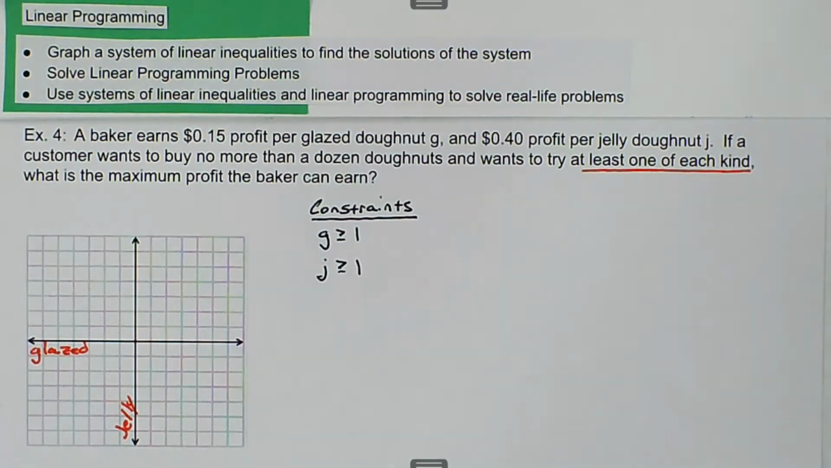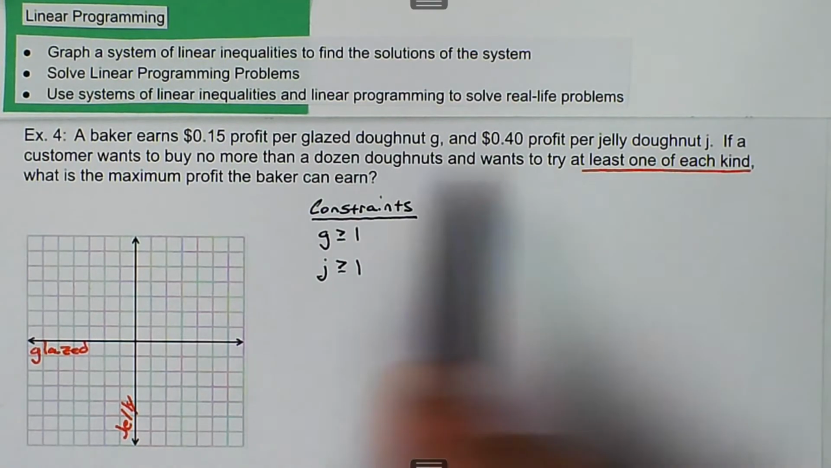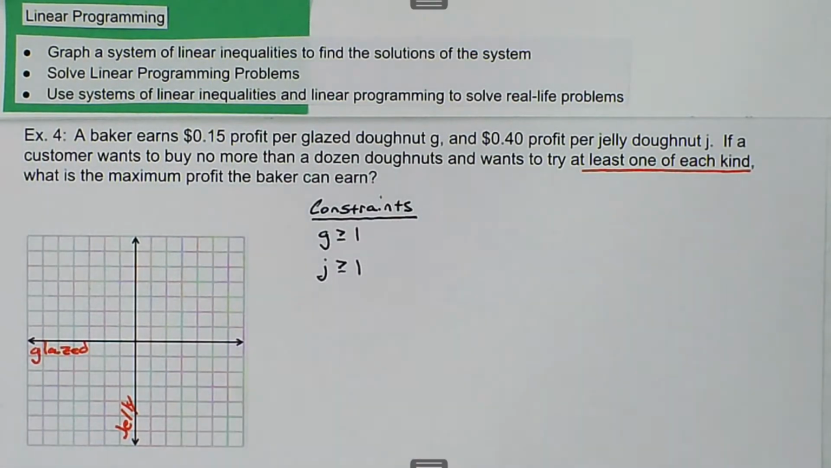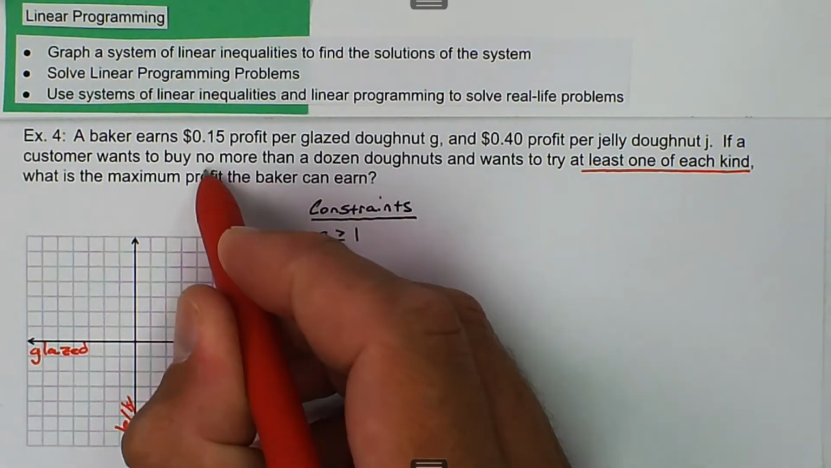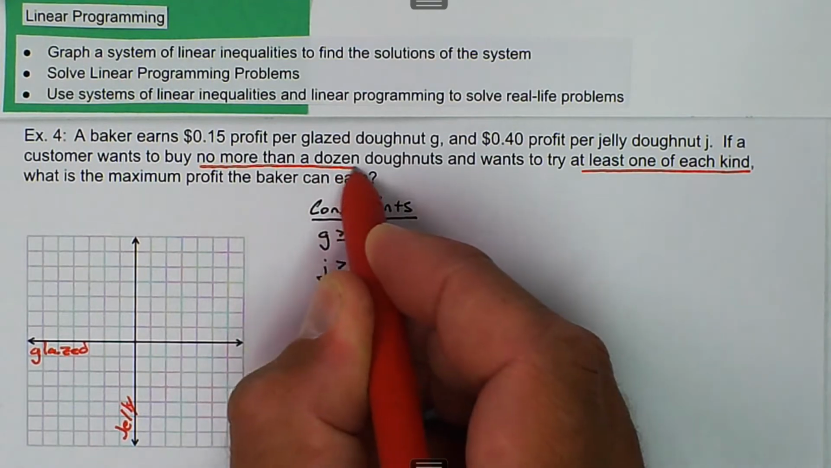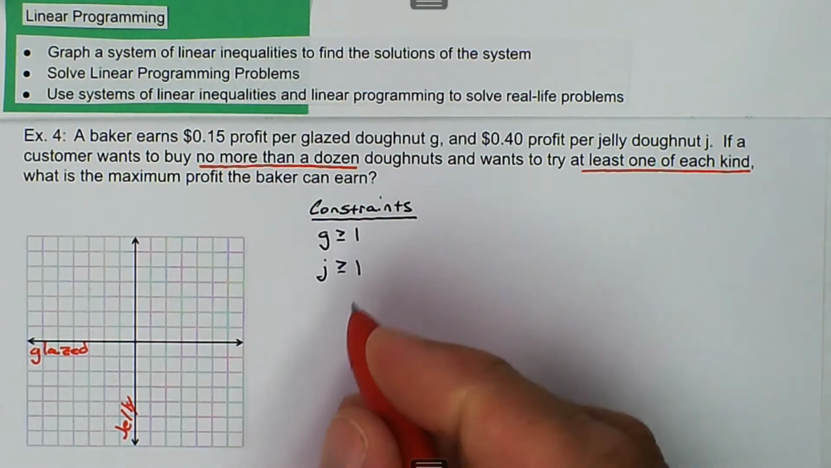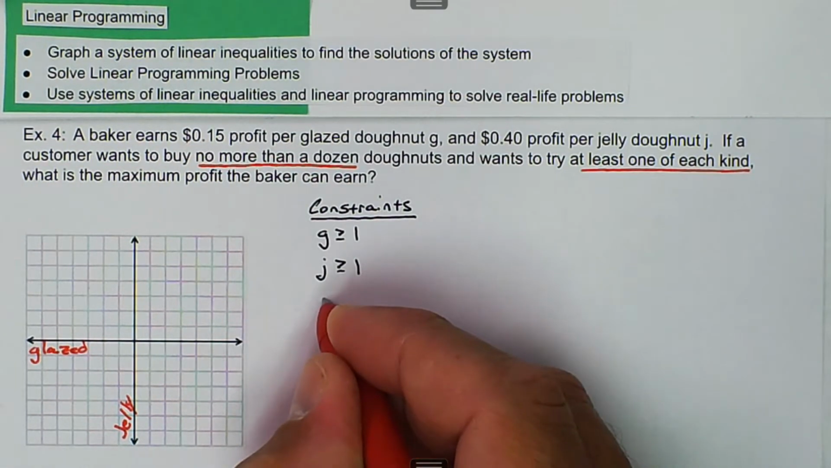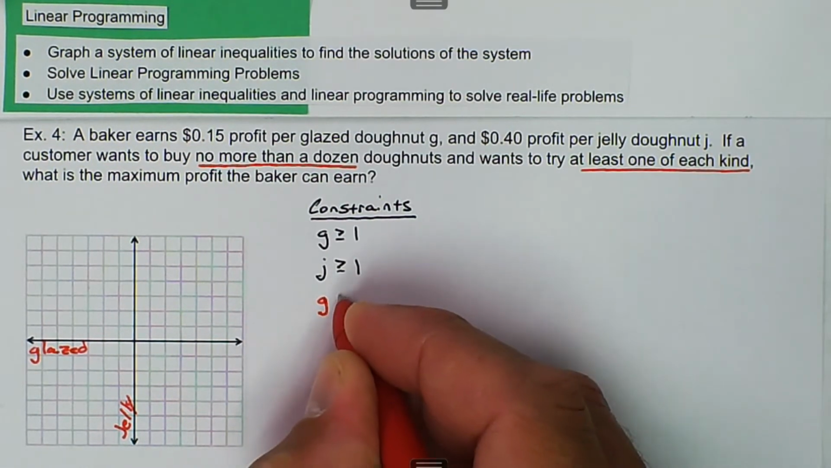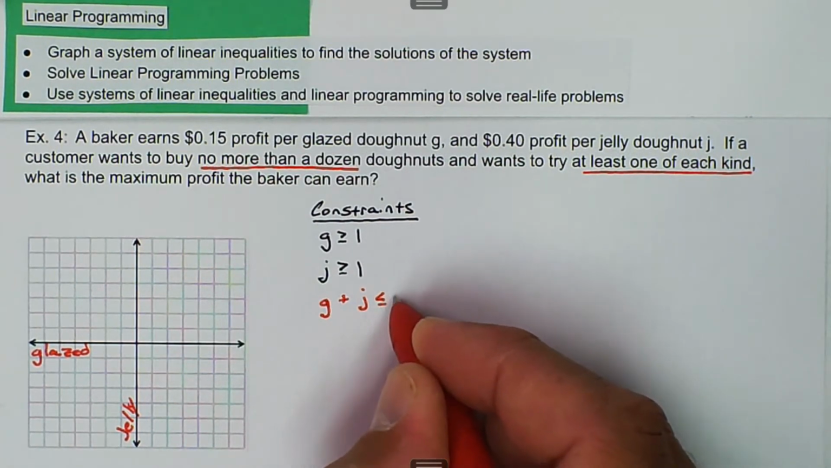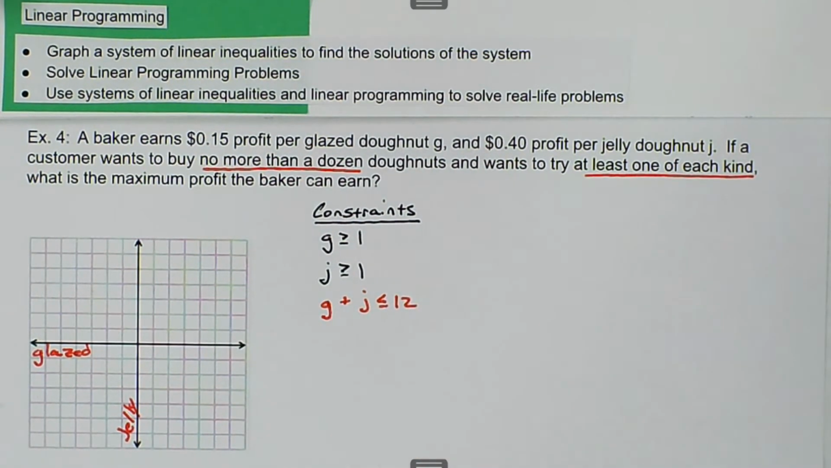The next thing that we can look at is there's another constraint. The customer wants to buy no more than a dozen donuts. So all the donuts combined, no more than a dozen. So we can write that one down as the glazed donuts plus the jelly donuts have to be less than or equal to 12.